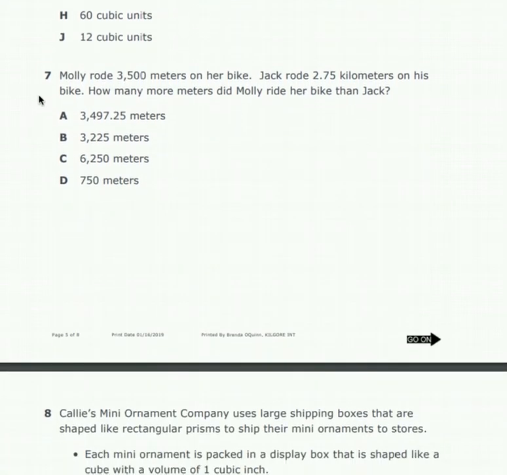Question 7. Molly rode 3,500 meters on her bike. Jack rode 2 7/75 kilometers on his bike. How many more meters did Molly ride her bike than Jack? A. 3,497 and 25/100 meters. B. 3,225 meters. C. 6,250 meters. D. 750 meters.